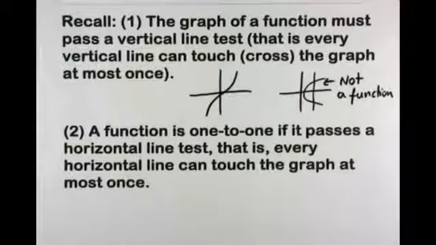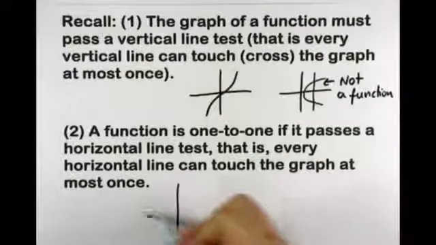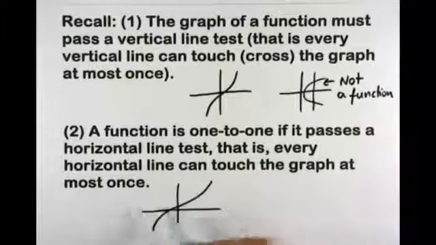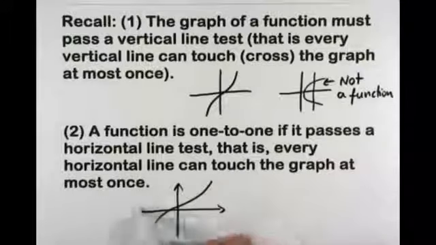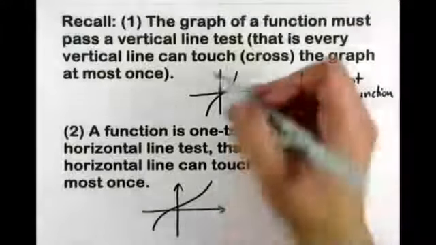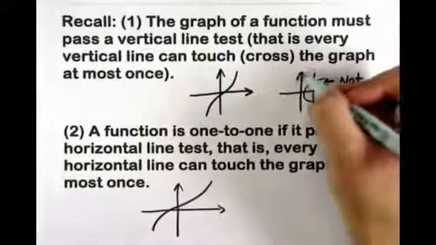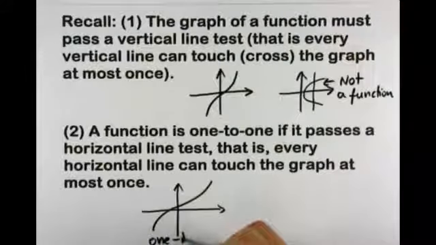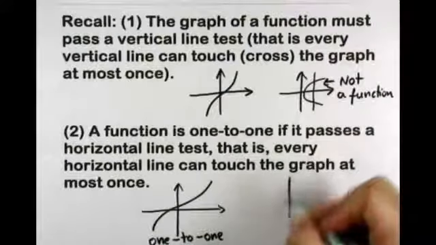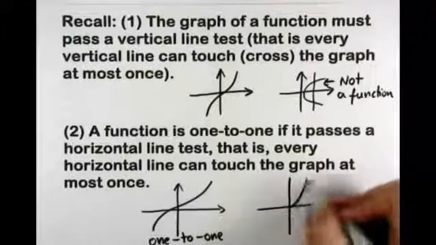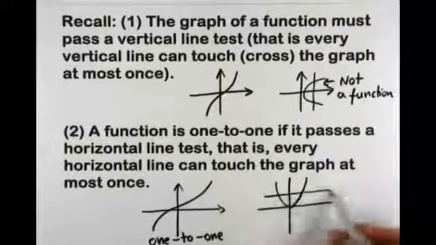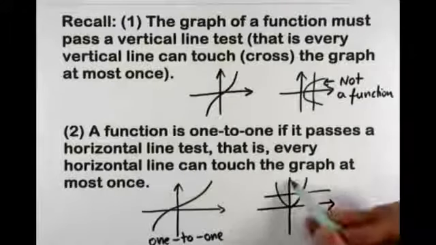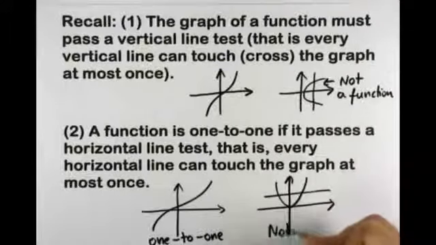Number 2, a function is one-to-one if it passes the horizontal line test. That is, every horizontal line can touch or cross the graph at most once. So a function is one-to-one if any horizontal line crosses the graph at most once. So this one is one-to-one, but a parabola is not one-to-one because a horizontal line crosses the graph twice. So this one is not one-to-one.